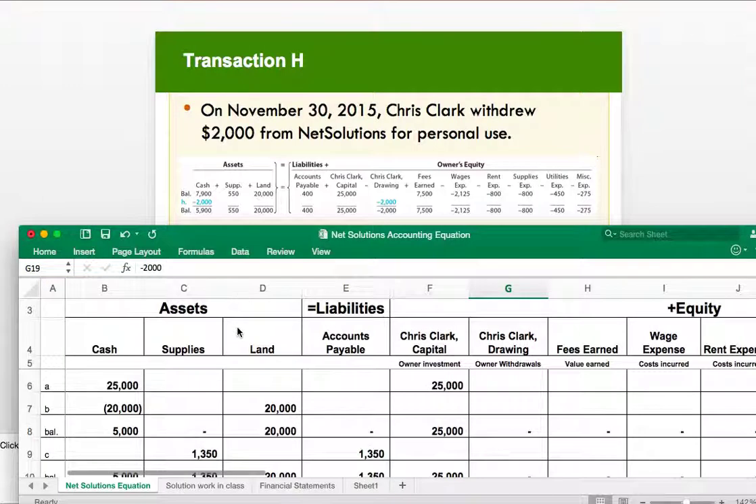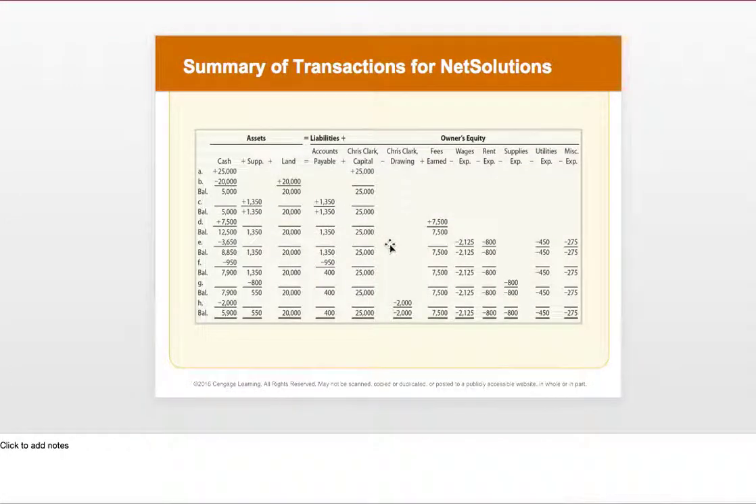When you look at the whole chart, it's going to mirror what you see on this next slide, which is the summary of transactions for Net Solutions. This is for the whole month. These are all the accounts and the account balances at the end of the month. We're going to use those balances to create the financial statements in Part 3 of this Chapter 1 lecture.